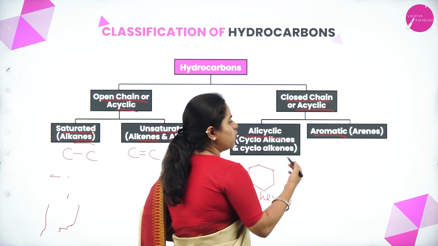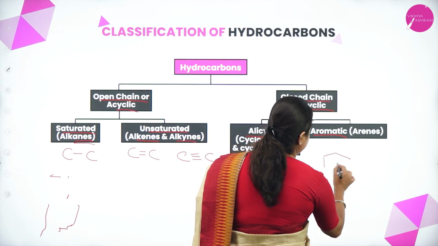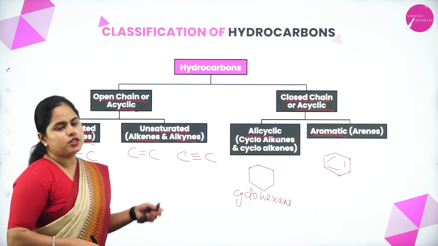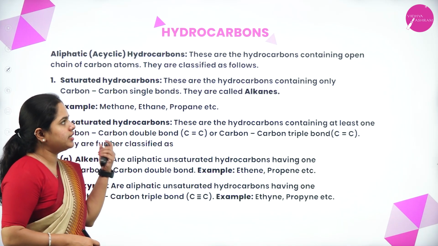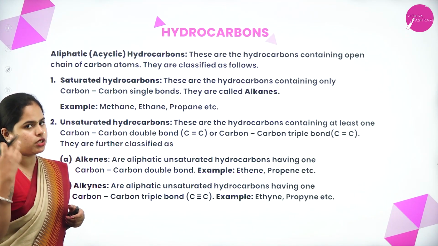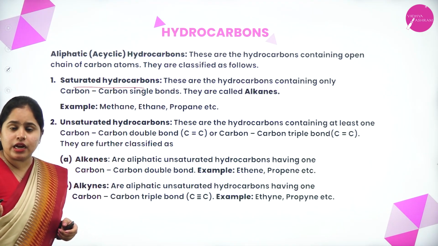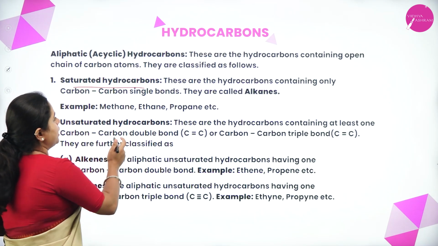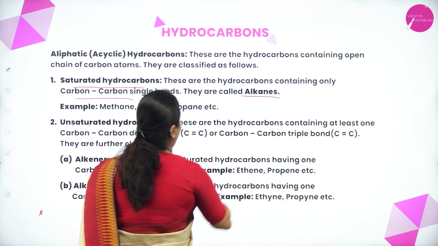Now the next one is aromatic hydrocarbons or arenes. These contain the benzene compounds, right? This is the benzene structure, okay? So this is the classification of hydrocarbons. Now aliphatic means these are the hydrocarbons containing open chain of carbon atoms, okay? No cyclic structures, only open chain. First one is saturated hydrocarbons. These are hydrocarbons containing only carbon-carbon single bonds, right? Carbon-carbon single bond. So for example, and they are called alkanes.